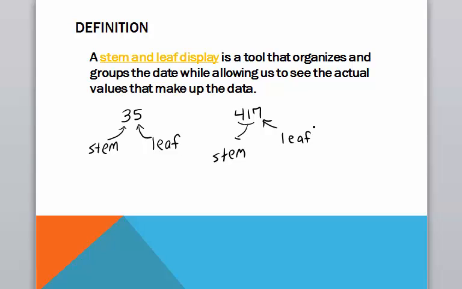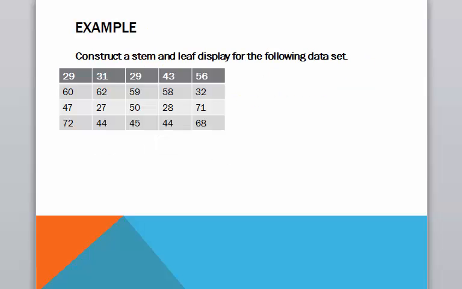So let's look at an example of how we draw the stem and leaf display. Our example gives us a data set and asks us to construct a stem and leaf display. As we look at the data set, we see that all of our numbers are two-digit numbers, which means that the first number is going to be the stem and the second number is going to be the leaf. We also notice that all of our values are either in the 20s, 30s, 40s, 50s, 60s, or 70s.